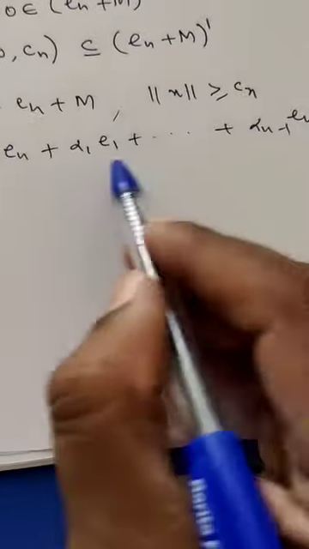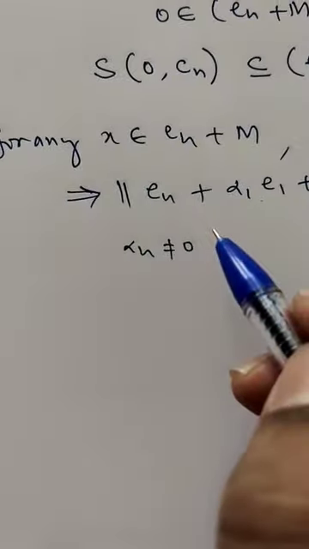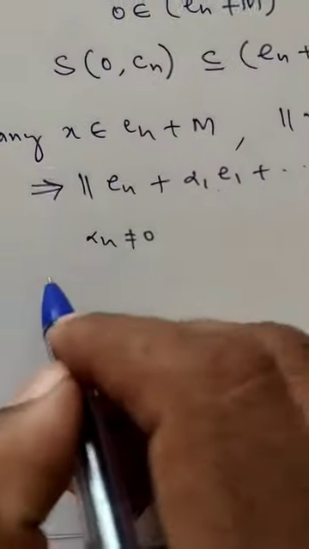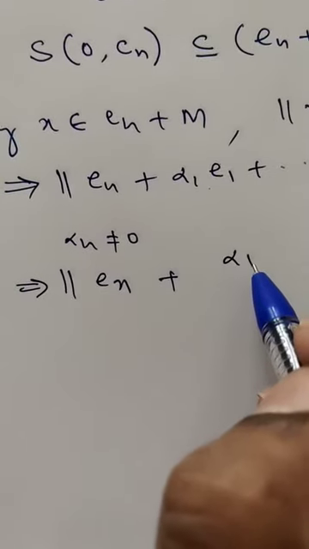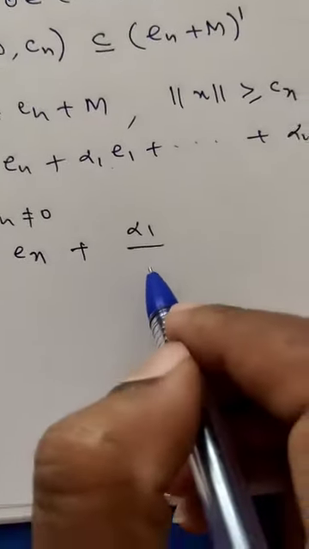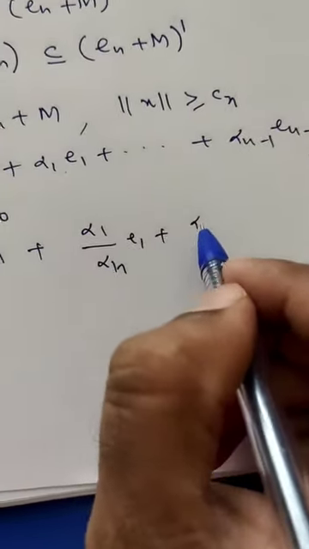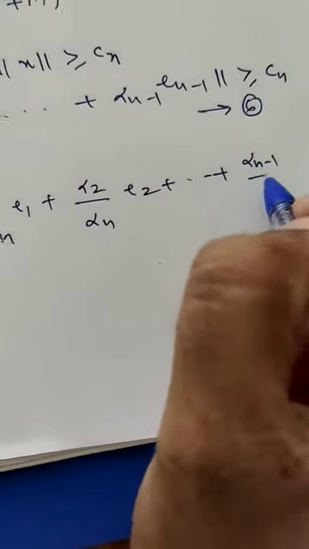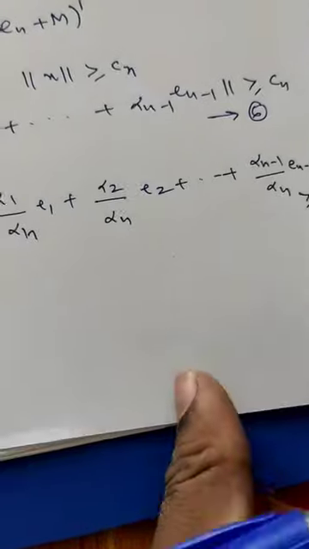Right. So if alpha n is any non-zero number, replacing alpha i by alpha n, what will happen? This implies norm of En plus, I replace alpha i by alpha n, meaning alpha 1 by alpha n into E1 plus alpha 2 by alpha n into E2 and so on. The last term is alpha n minus 1 by alpha n into En minus 1, which is greater than or equal to Cn.